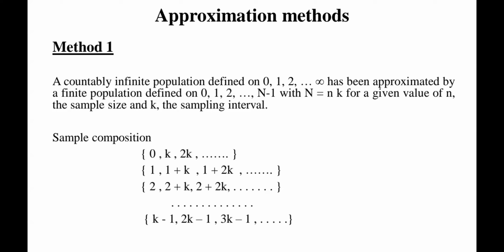If our random start is 0, then the sample consists of the units 0, k, 2k, and so on. If our random start is 1, then the sample comprises 1 plus k, 1 plus 2k units of the population. Here k is the sampling interval. We have already mentioned that k means capital N by small n.